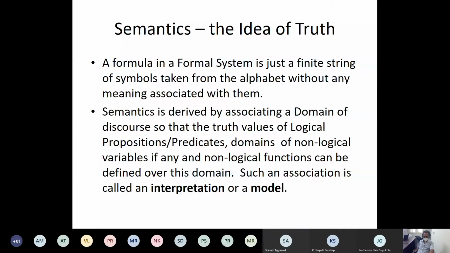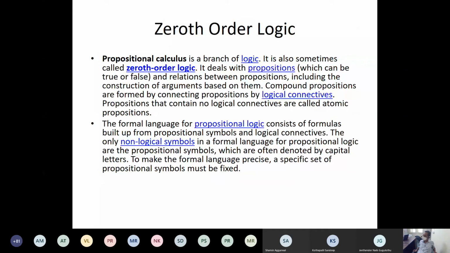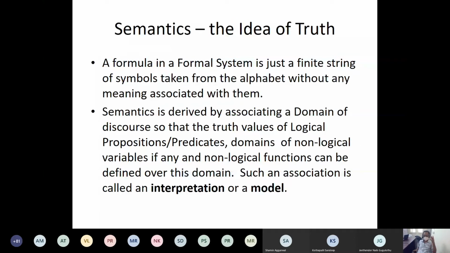Okay, so we had talked about the syntax, that means the rules of grammar, which allows you to form those strings of symbols which are well-formed formulas. Now we talk about the semantics. A formula in a formal system is just a finite string of symbols taken from the alphabet without any meaning associated with them. That is the syntax. Semantics is derived by associating a domain of discourse so that the truth values of logical propositions or predicates, domains of non-logical variables, if any, and non-logical functions can be defined over this domain. Such an association is called an interpretation or a model.